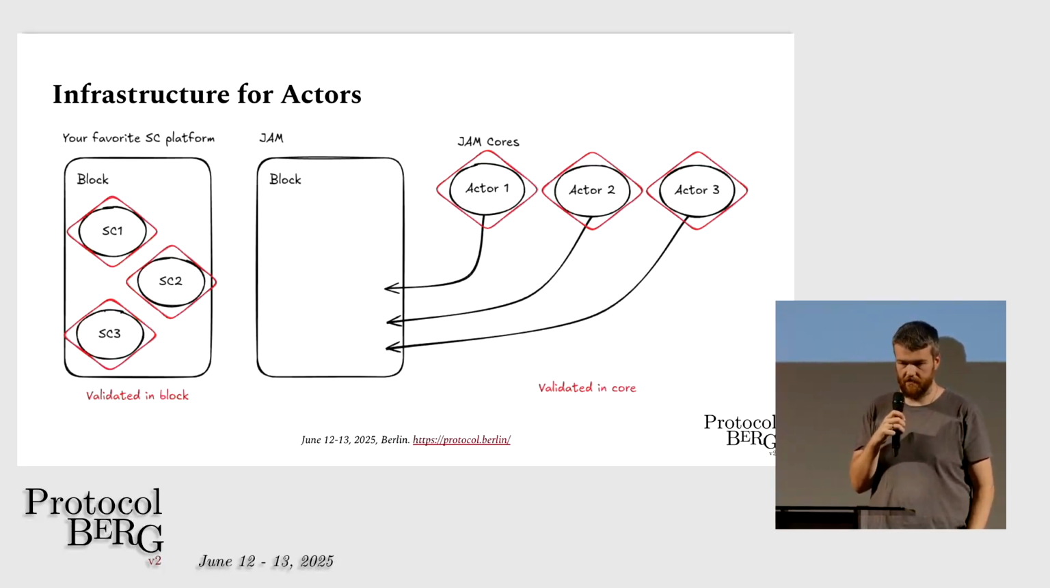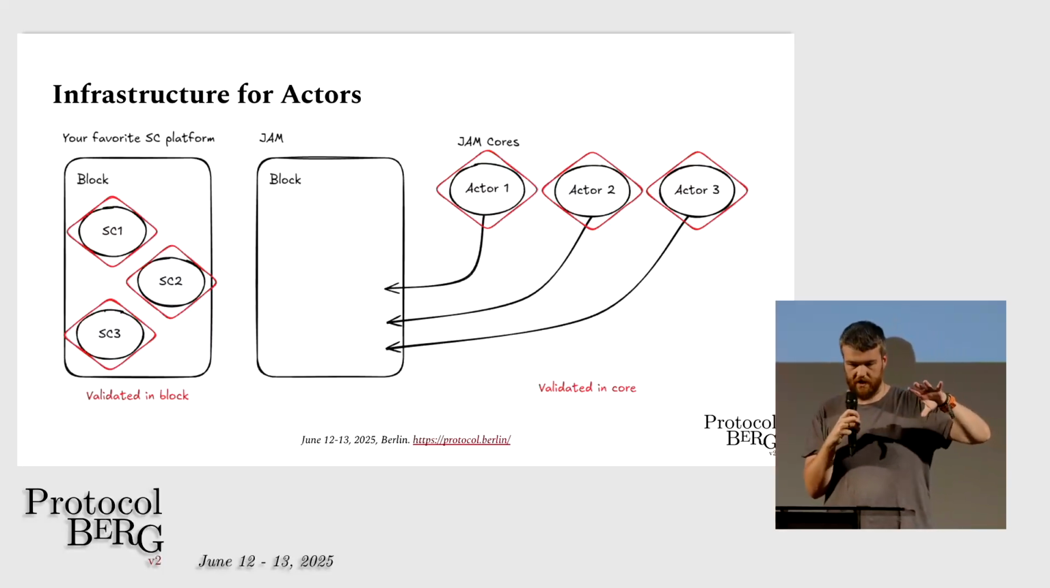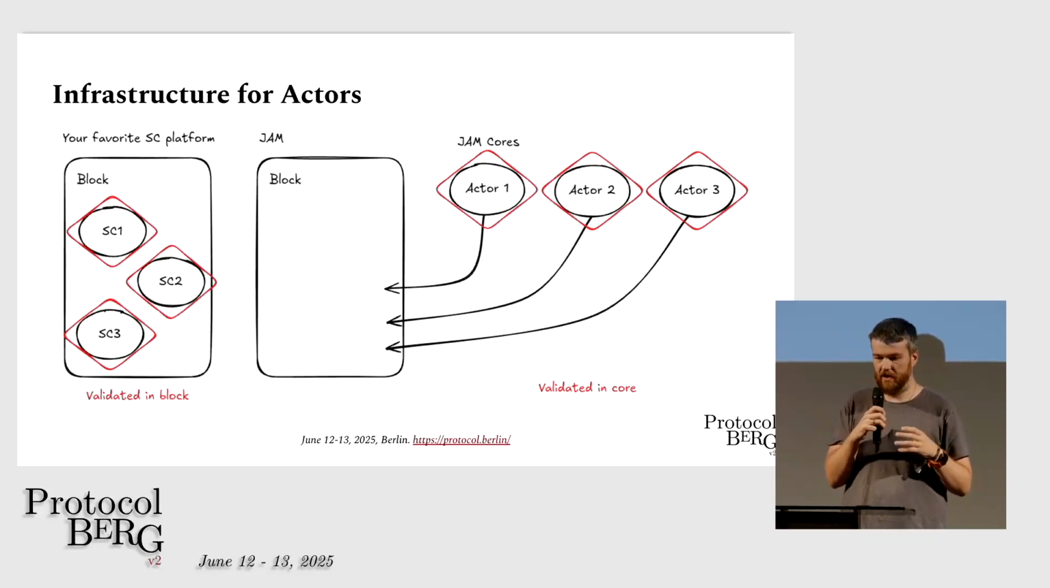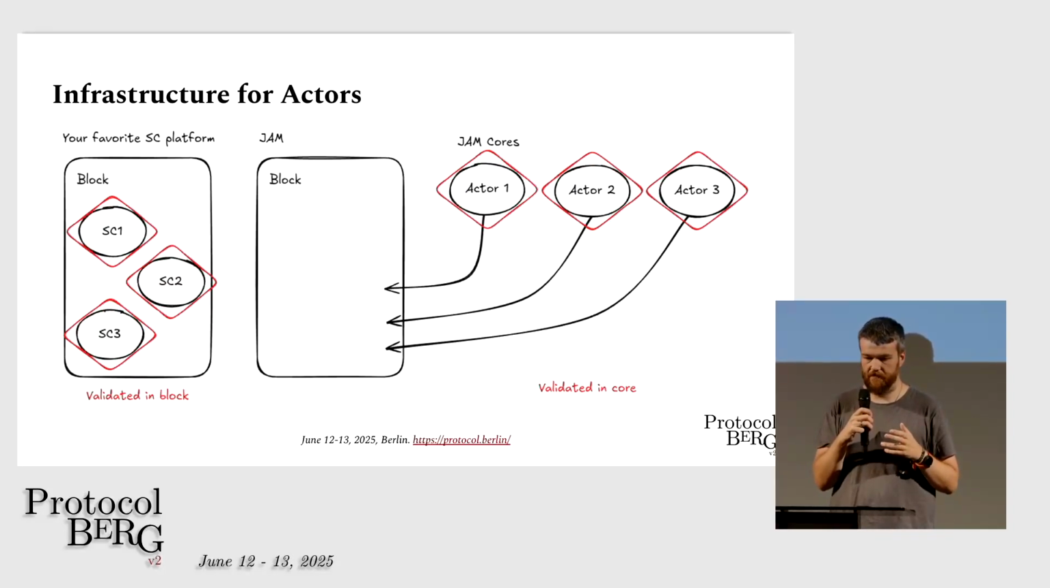Okay, now to infrastructure for actors. If you have a smart contract platform, as I already said, you have all the nodes that run this blockchain, and if you want to interact with the smart contract, you send a transaction to this blockchain, and then it gets applied in a block. For Gem, it's a little bit different, because these actors are validated in core, outside of the block, and you only commit the final state result to the Gem block. And Gem has no idea how these actors are working, how you can communicate with them. So you need to provide these state transitions to Gem, and not only transactions.